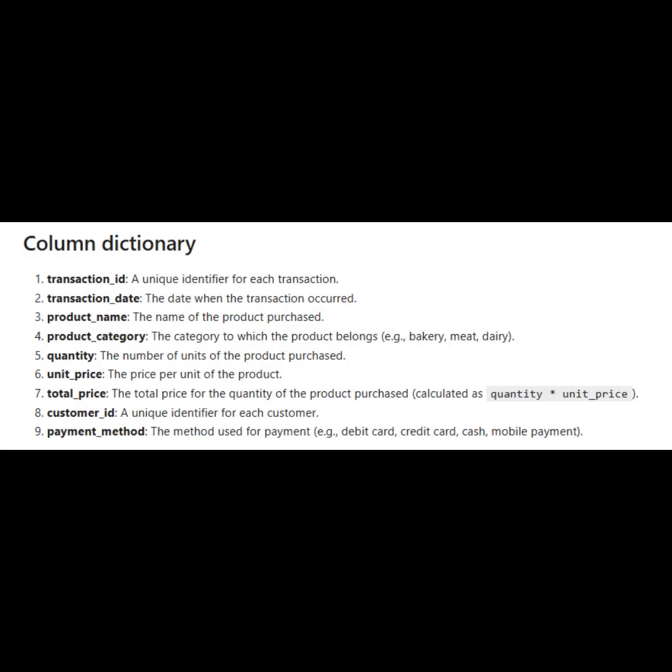So here we can see that the data set has 9 different columns: the transaction ID, transaction date, product name, product category, quantity, unit price, total price, customer ID, and payment method. And you can actually see what they stand for. This is the column dictionary for the data.